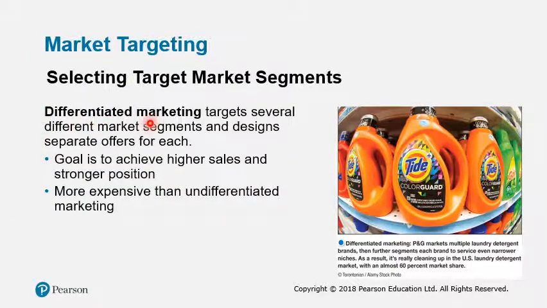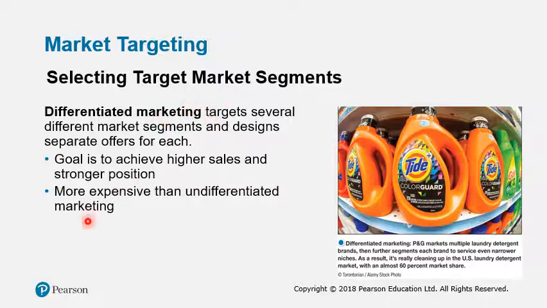Next is differentiated marketing, where you target several different market segments and design a separate offer for each, with your goal normally being to achieve higher sales and a stronger position. So you can see that Clorox nowadays in the supermarket has Clorox that you can use for the kitchen. There are also Clorox products for bleaching your clothes, and there is also Clorox that is used for the bathroom.